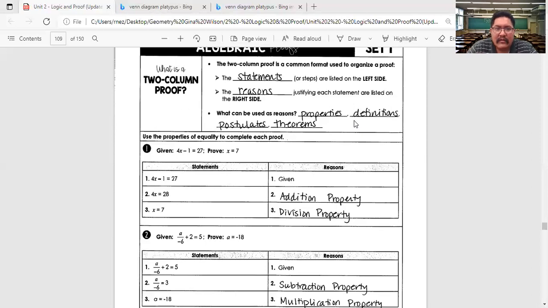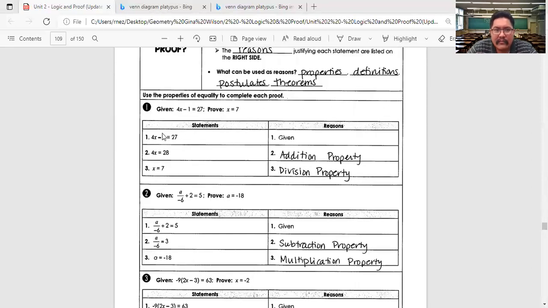So those reasons answer the question, why did this happen? Looking at our statements, what happened from here to here? And just as a hint, the first one is always given. You notice that it says here, given that 4x minus 1 is 27, prove that x equals 7. So that's what we're doing. That's why it's called proofs. So x equals 7, drop that here. Start with 4x minus 1 equals 27, and that's our given. So we always start with a given.